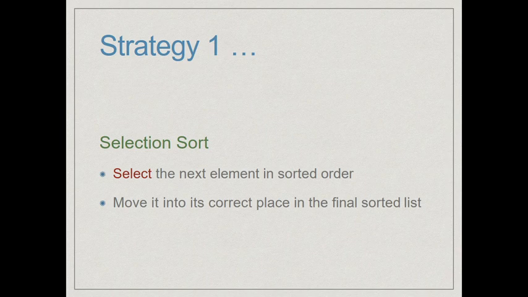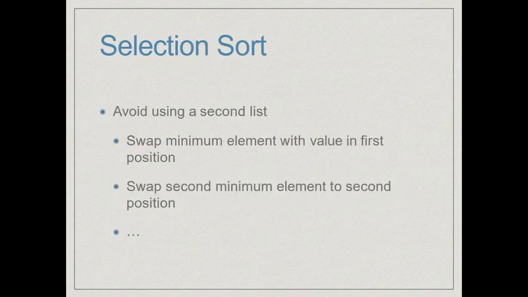So this strategy is called selection sort. We select in each round the next element which is the smallest, and therefore the next one we put out in the sorted order and move it to its correct position, that is, to the end of the final sorted list.